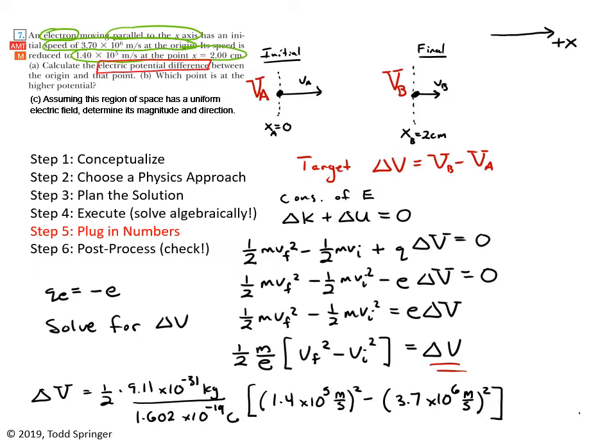So I've gone ahead and done that. Put in the mass of the electron, the charge of the electron, and those 2 speeds. Before I jump straight to my calculator, let's start moving on to the next step, which is to do some checks before we rush to the calculator.